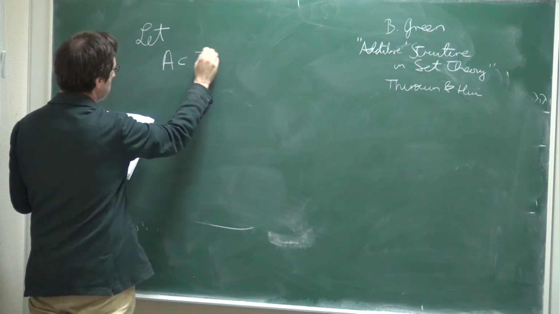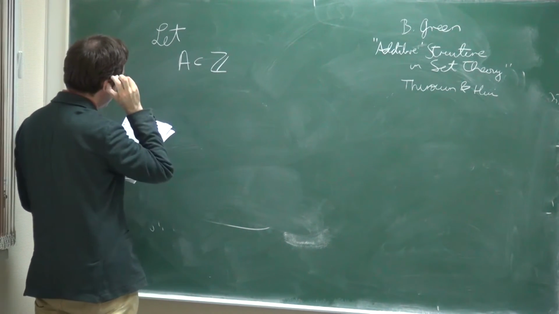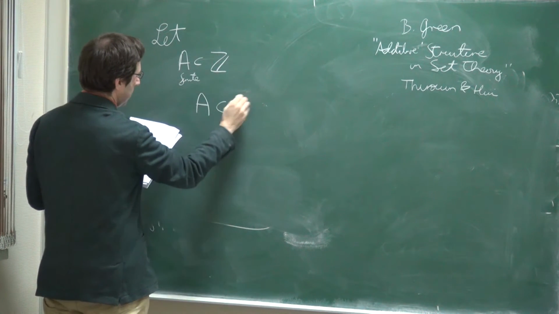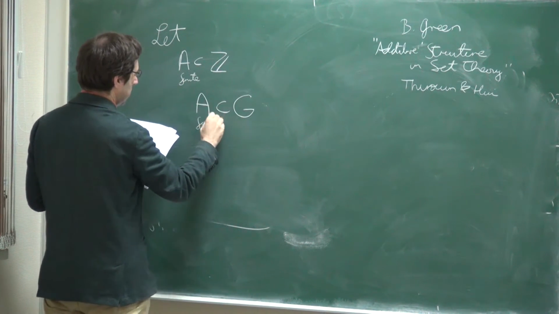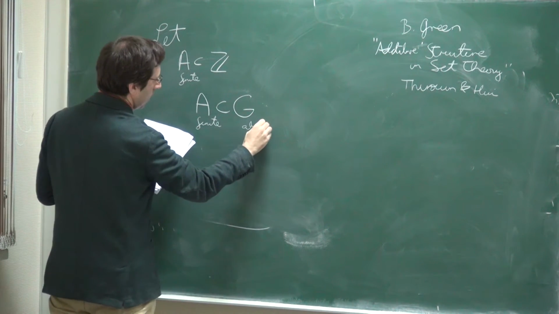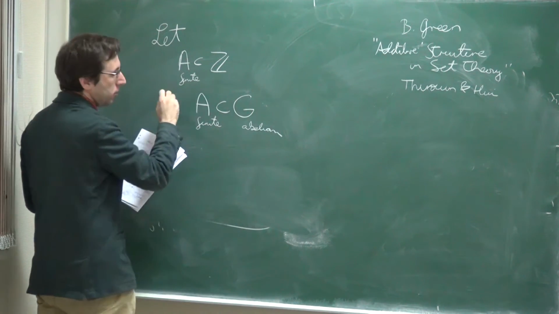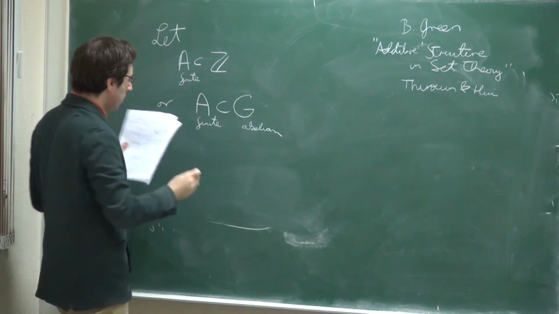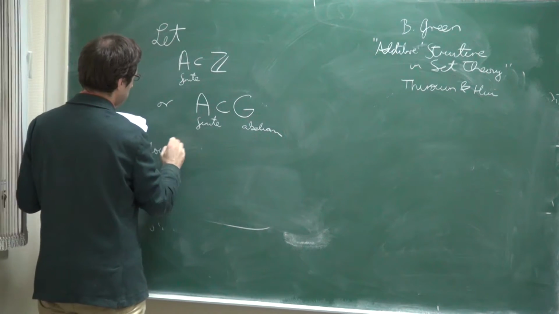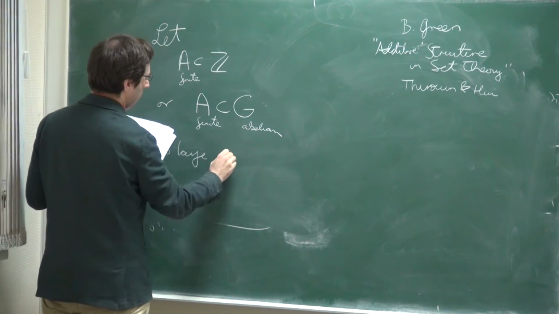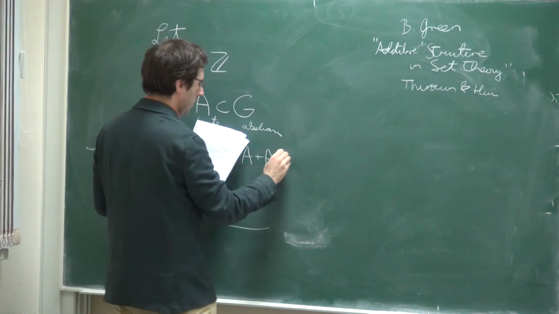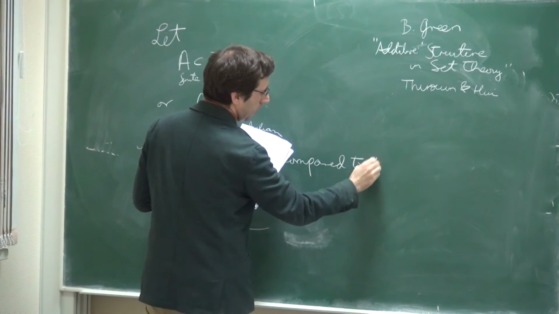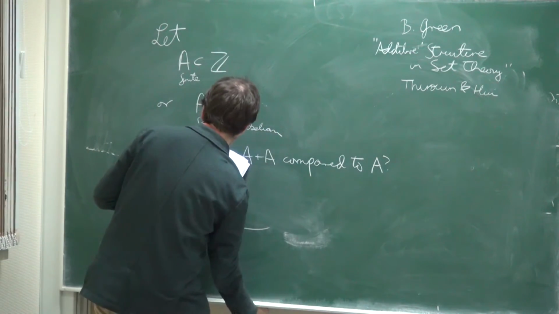So, what is one of the main questions of additive combinatorics? Let A be a finite subset of G, where G is abelian. This is the classical setting of additive combinatorics, the abelian setting. How large is the set A plus A compared to A? If at any point there are any questions, or I should go more slowly, please tell me.